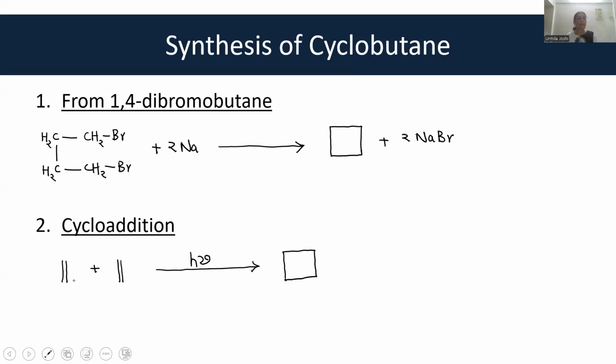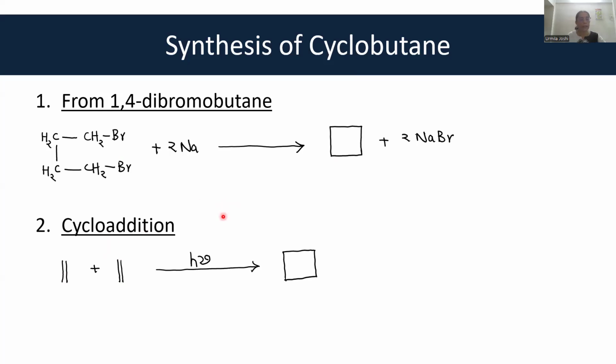Coming to cyclobutane now. Two important methods for synthesis of cyclobutane. One is from 1,4-dibromobutane, just like cyclopropane. This is 1,4-dibromobutane. If you remove these two, obviously a bond will be formed over here, and this will result in formation of cyclobutane.